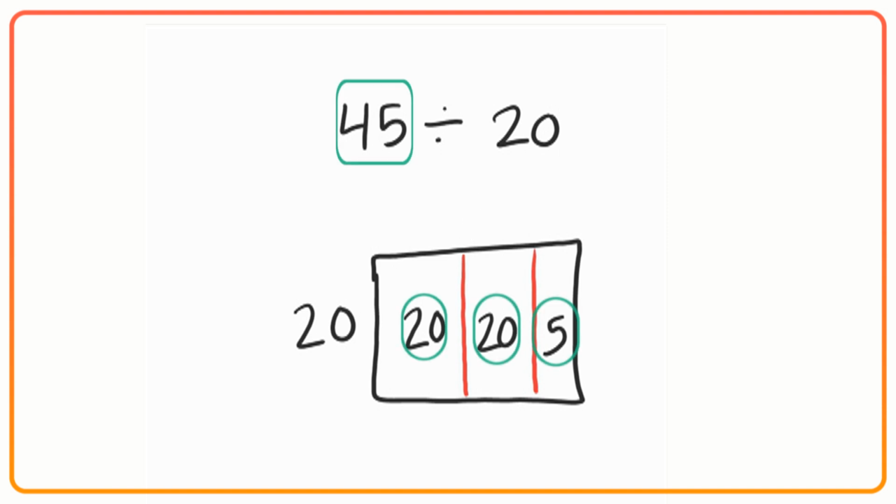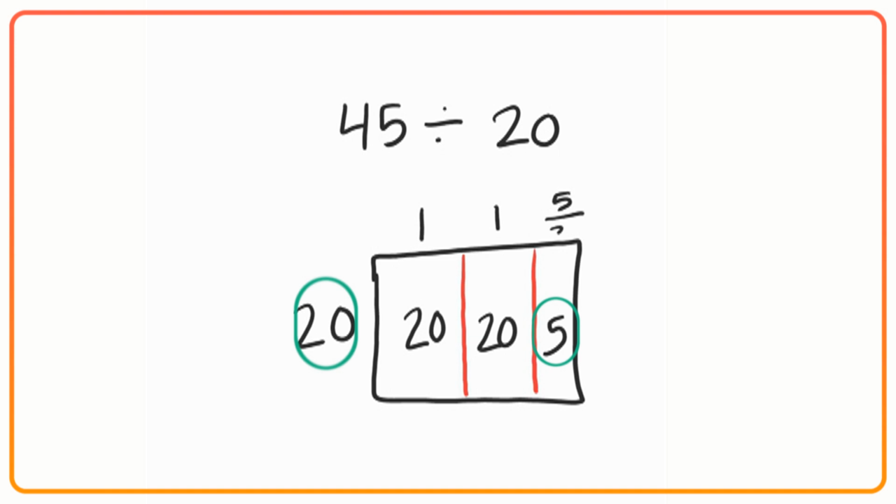You can see that we still have 45 total here. The value has not changed, but now we can more easily divide. 20 divided by 20 is 1, and again, 20 divided by 20 is 1, and 5 divided by 20, we can't get a whole number, so that becomes our remainder, 5 out of 20, or 5/20ths.